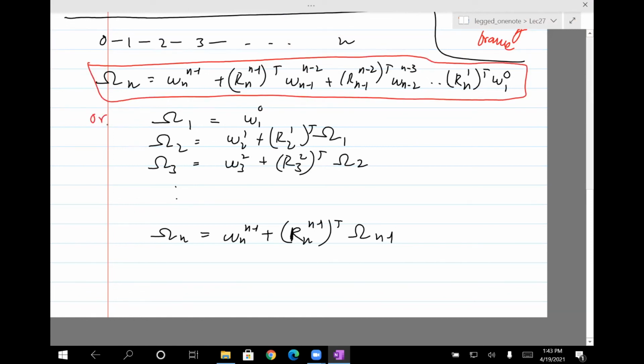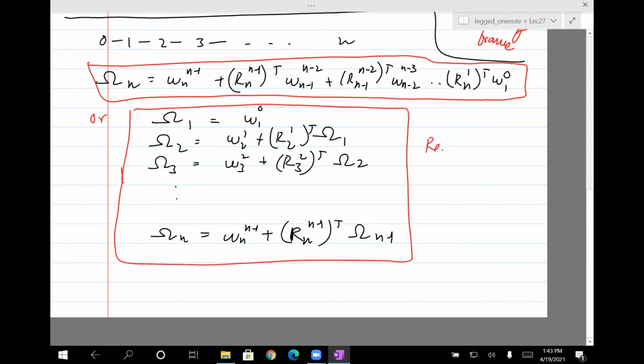it's much easier to develop in code. So, recursive.